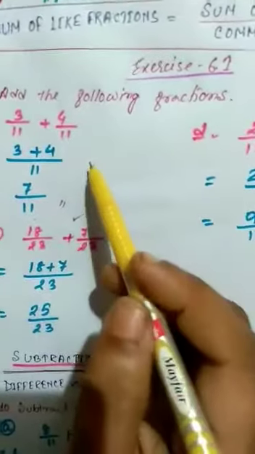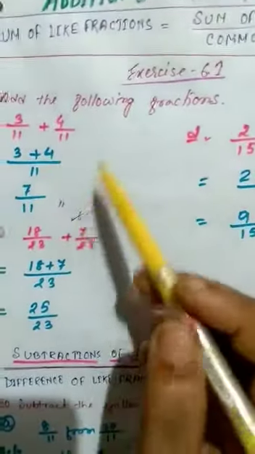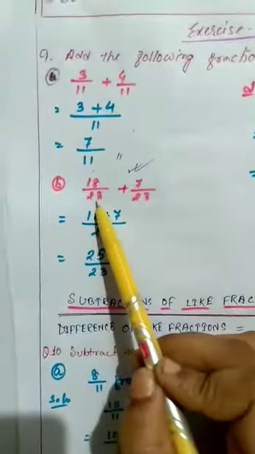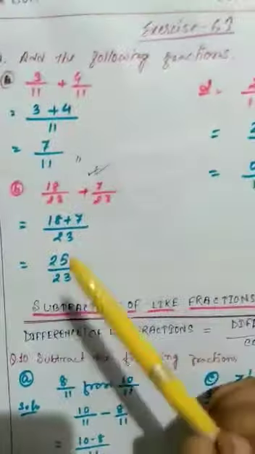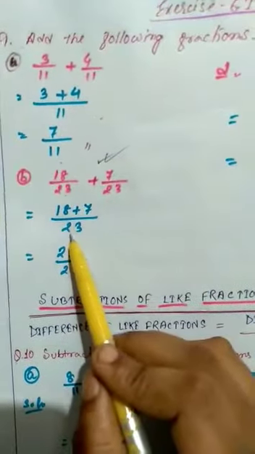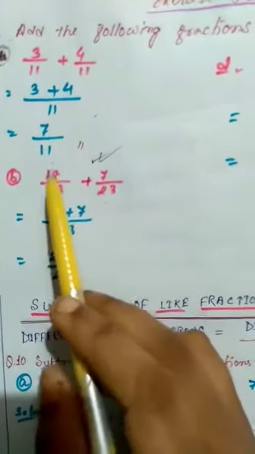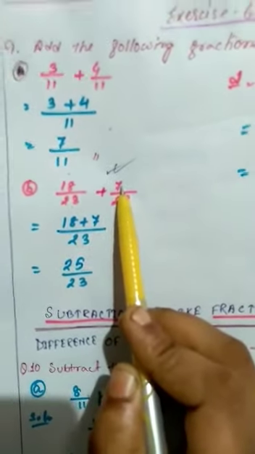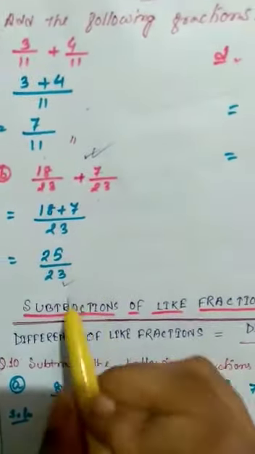Alright children, I hope you have enjoyed how to do it. Okay, you have understood also. Now we will move to our next question, that is B. 18 divided by 23 plus 7 by 23. How can we do it, students? Same way, we'll take the common denominator 23. So we'll write here 23, and up what will we write here? The sum of numerators. One numerator is 18 and another one is 7. So 18 plus 7 is 25. So 25 by 23. This is the answer.